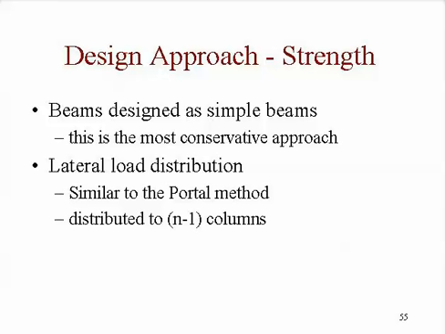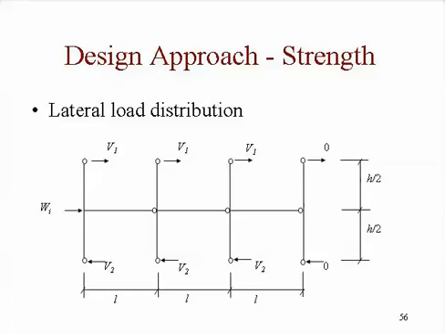And so we're going to take a portal method type approach, and we're going to distribute that lateral load to the columns. But we're going to distribute it in a little bit different way. We're going to assume that the lateral load is going to add moment to the connection on the leeward side, and therefore the connection is going to behave plastically. And so we're going to put a hinge on the end of the beam.